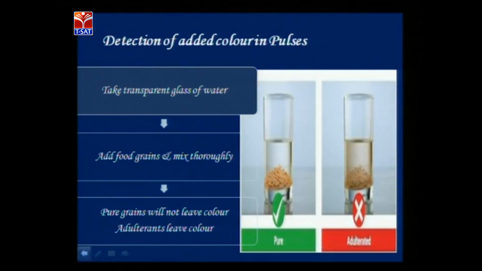Okay friends, I will tell you one test. Look at this slide. Take a glass of water and add your pulses to that water. If your pulses were pure, they don't leave any color in the water. If your pulses were adulterated, they leave color in the water like this. By this test, you can identify whether your pulses were pure or adulterated with colors.